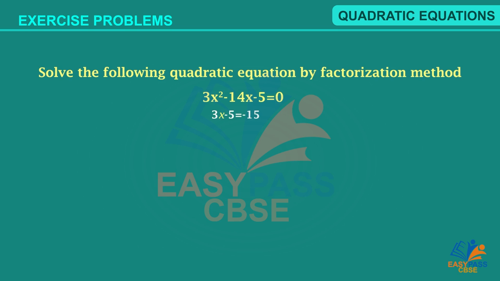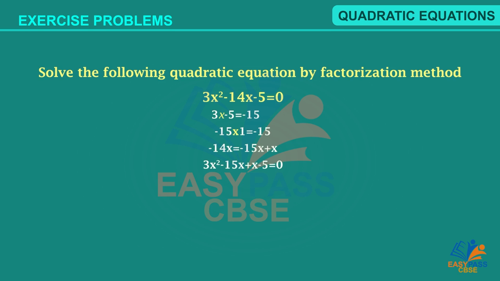So here, I choose minus 15 times 1. Minus 15 times 1 is minus 15. Minus 15 plus 1 is minus 14. So I split minus 14x as minus 15x plus x. So after splitting, we get 3x squared minus 15x plus x minus 5 equal to 0.